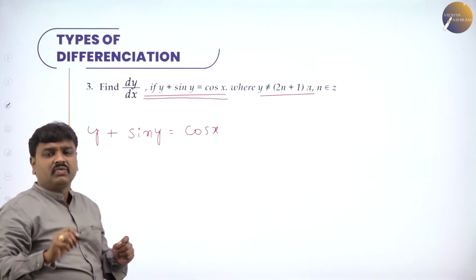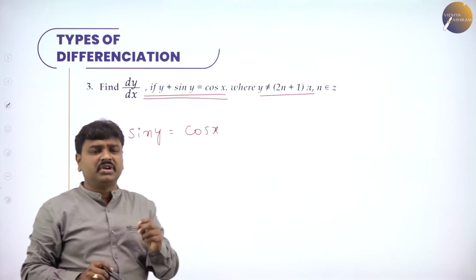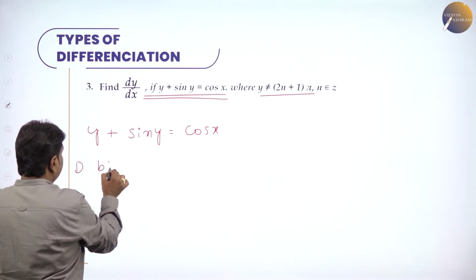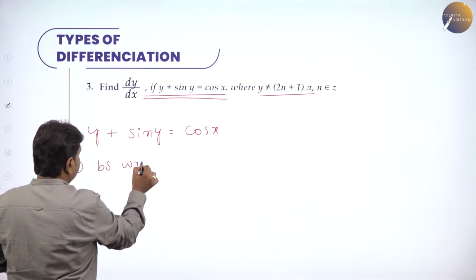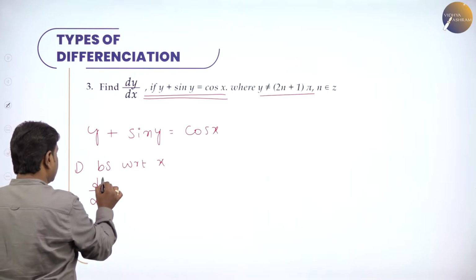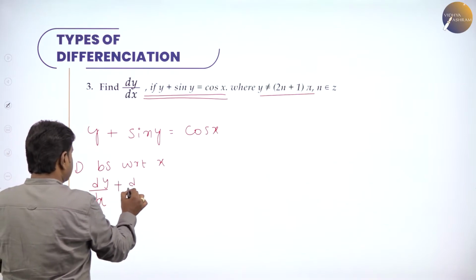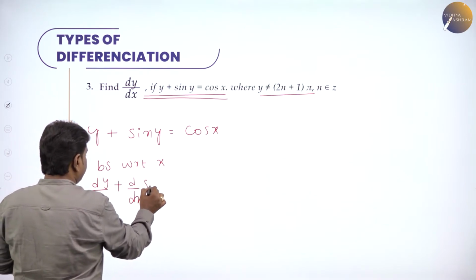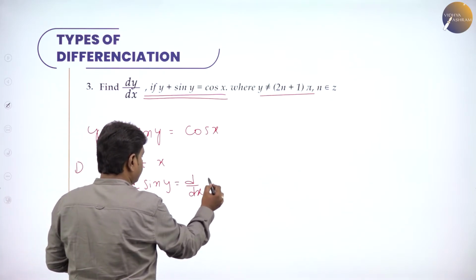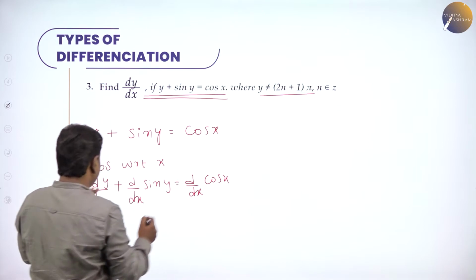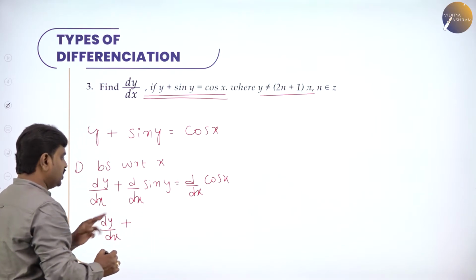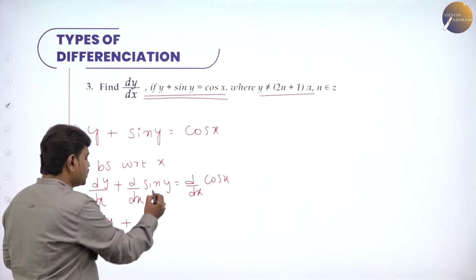They want you to find what? Dy by dx. How to find dy by dx? Differentiate both sides with respect to x. If you do that, LHS becomes dy by dx of y plus dy by dx of sin y is equal to dy by dx of cos x. Now dy by dx of y is dy by dx, and what is dy by dx of sin y?